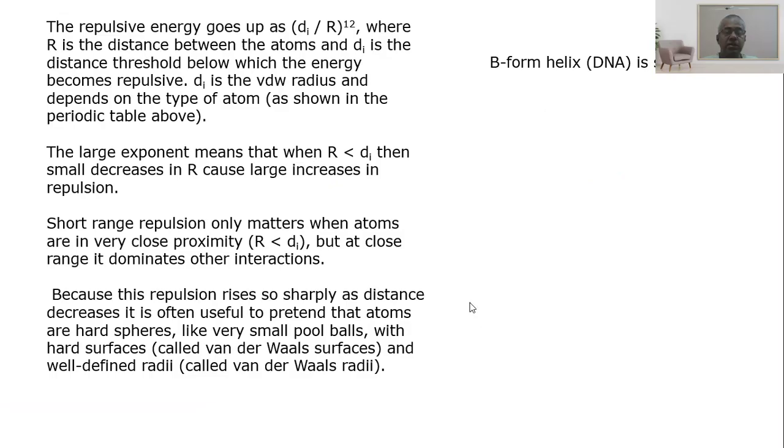So in the next topic, we will understand how the B form of DNA is stabilized because of molecular interactions at the molecular level.